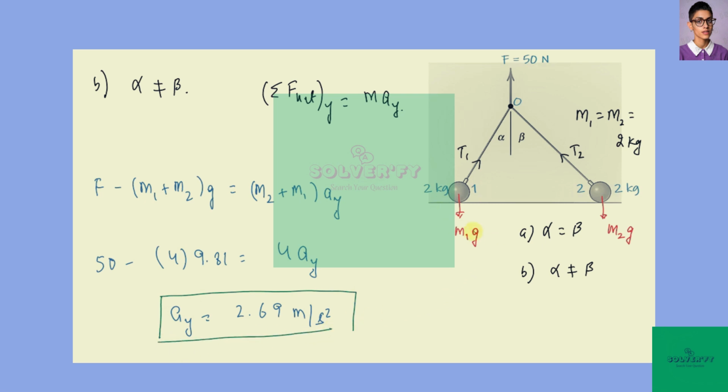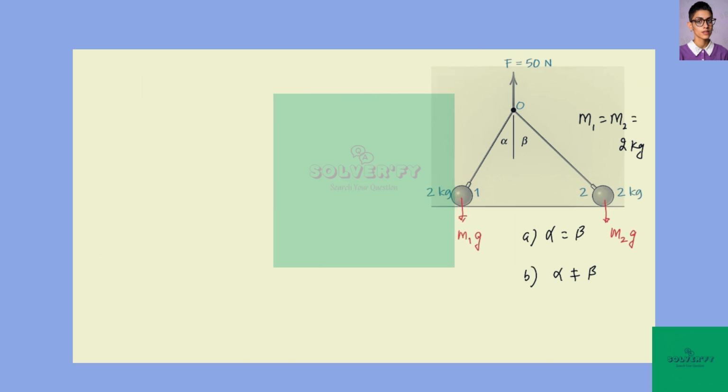Now next we'll be finding the acceleration for the individual spheres. So in case B, alpha is not equal to beta.